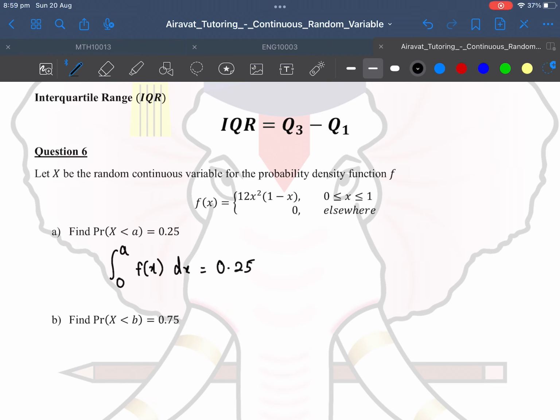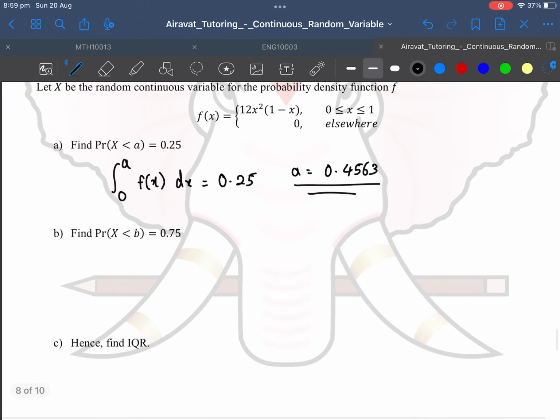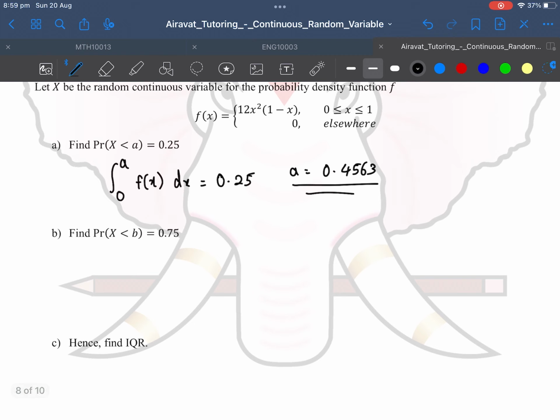And if you were to solve this on CAS for value of a, you will get a equals to 0.4563. If you're still unsure of how to solve this on CAS, just rewind my video. I've shown you a couple of examples of how to do this on CAS. Okay, find the value of b such that probability of x is less than b is equal to 0.75. So integral from 0 to b f of x dx is going to be equal to 0.75. Now again, solving this on CAS would give you b equals to 0.7570.